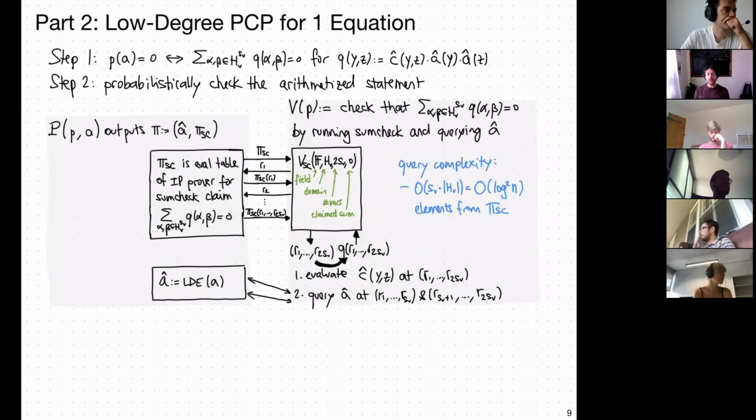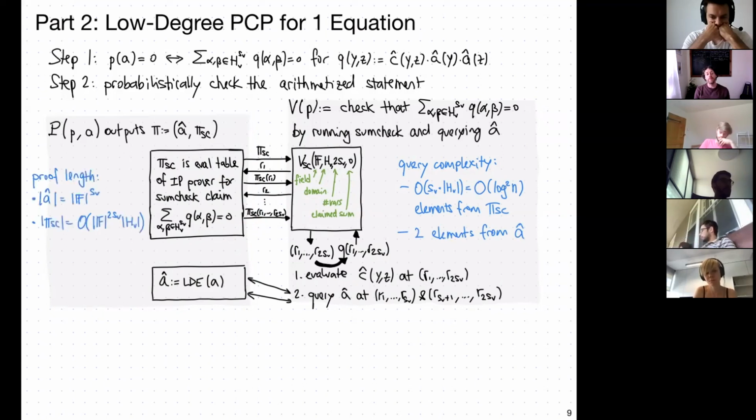Now if you want to look at the query complexity, well, what are we doing here? We look at the soundcheck protocol. At each point we need to read a proof of this length. And because we are working over roughly an order of S elements, we'll have to do it for S many rounds, or 2S many rounds in this case, because it's two variables. So the total would be O of log squared number of elements. And we'll query these two elements that we need from A hat, one for this variable and one for the other one.